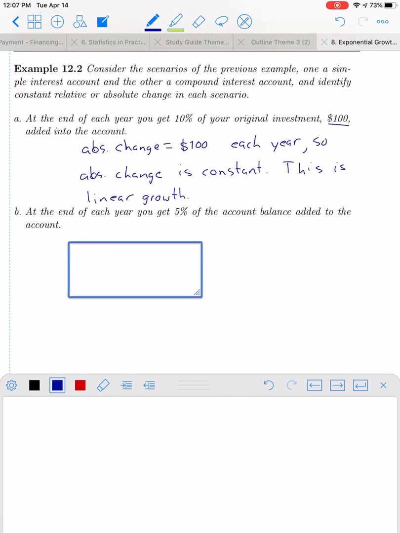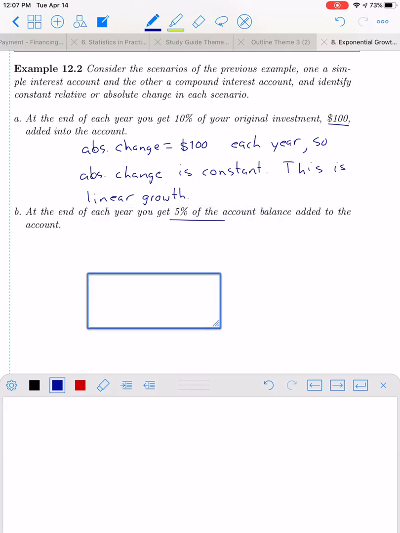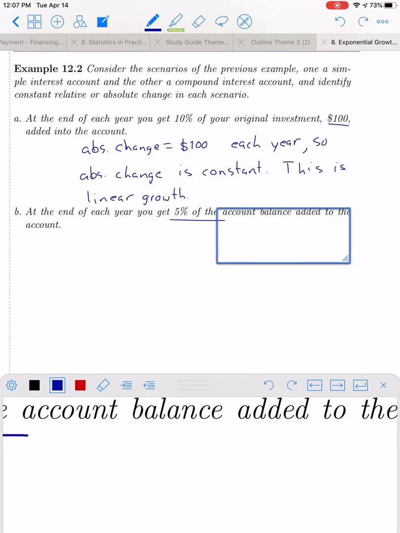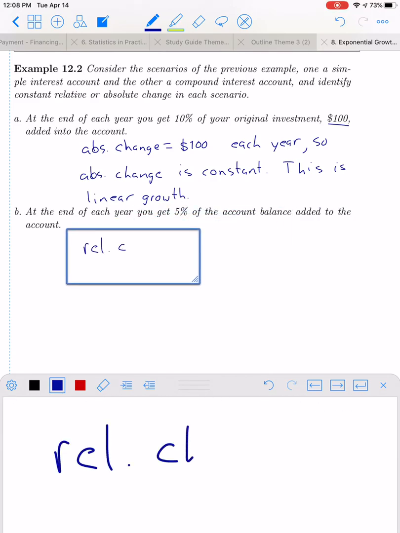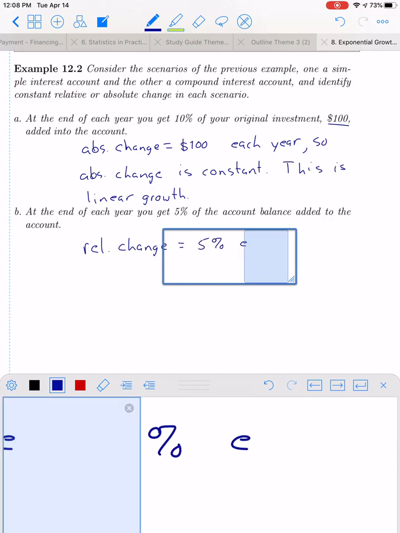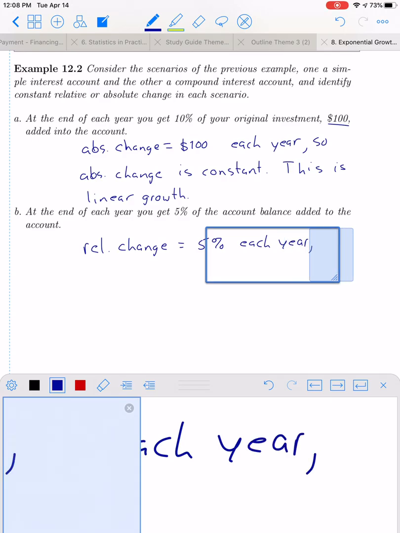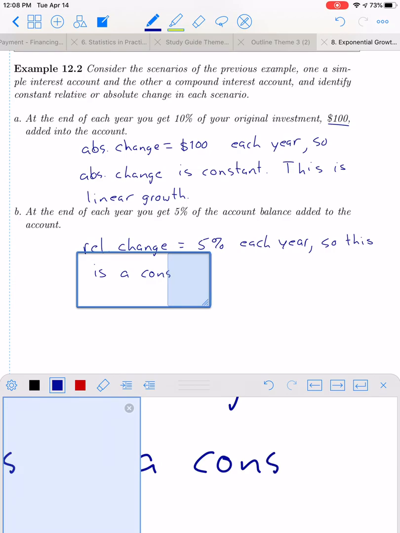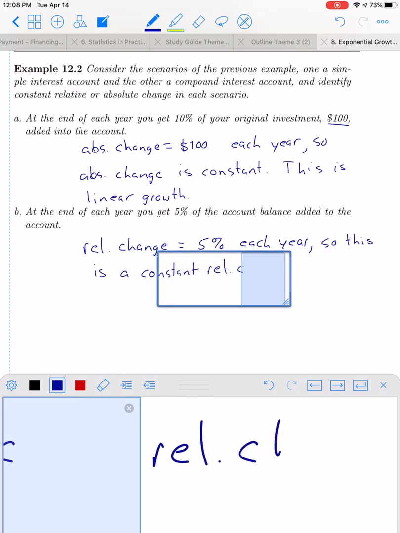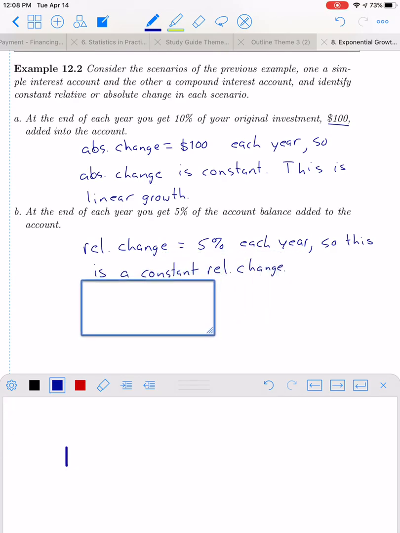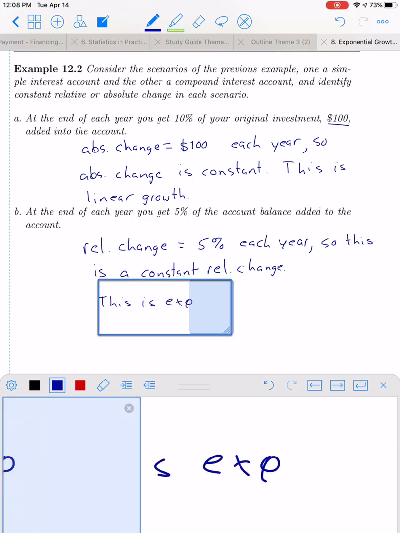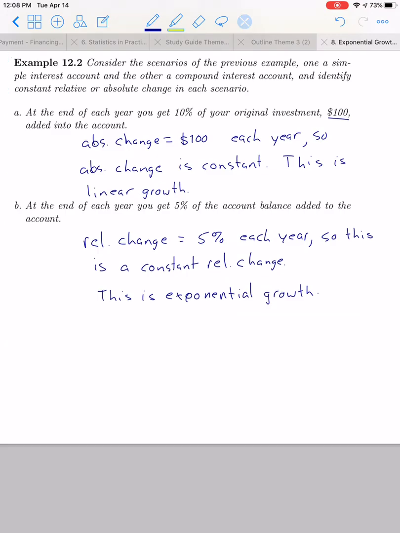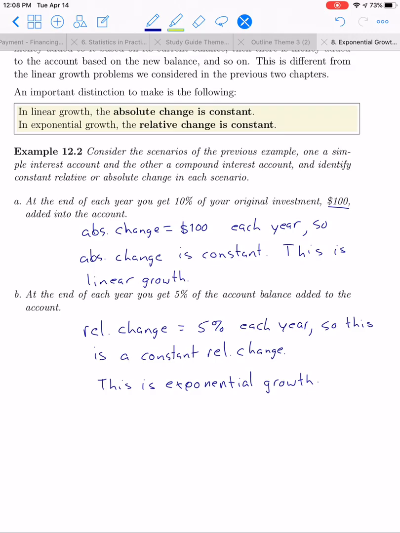Okay, and then part B, we'll recognize again, at the end of each year, 5% of the account balance is added to the account. That's relative to the balance. The amount that's changing is relative to the balance, but it's always 5%. So we know that this is a constant relative change. Relative change equals 5% each year. It grows by 5% each year. So this is a constant relative change, and this is exponential growth. Those are our two classifications, and it's consistent with the language we used to start with, but now we use the actual definitions of each of these things.